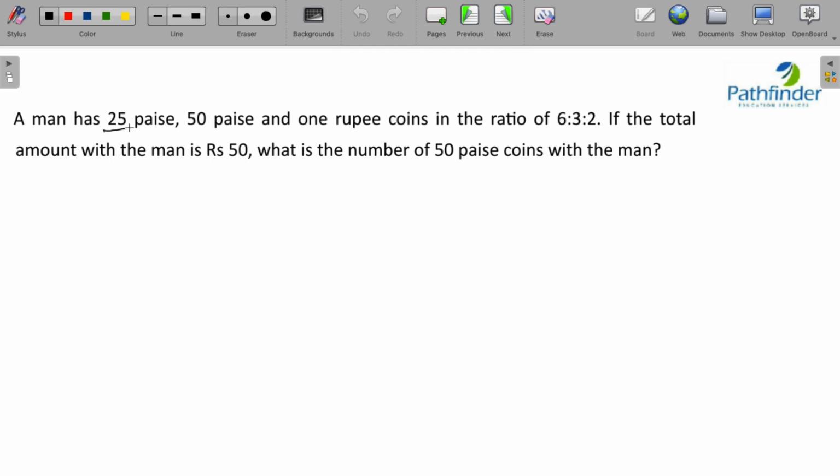Another question, a man has 25 paisa, 50 paisa and 1 rupee coins in the ratio of 6 is to 3 is to 2. So we have coins of 3 types whose values are 25 paisa, 50 paisa, and I can write 100 paisa instead of 1 rupee just to ensure that the units are the same. The numbers are in the ratio 6 is to 3 is to 2, and the total amount with the man is rupees 50. This is given to us here.